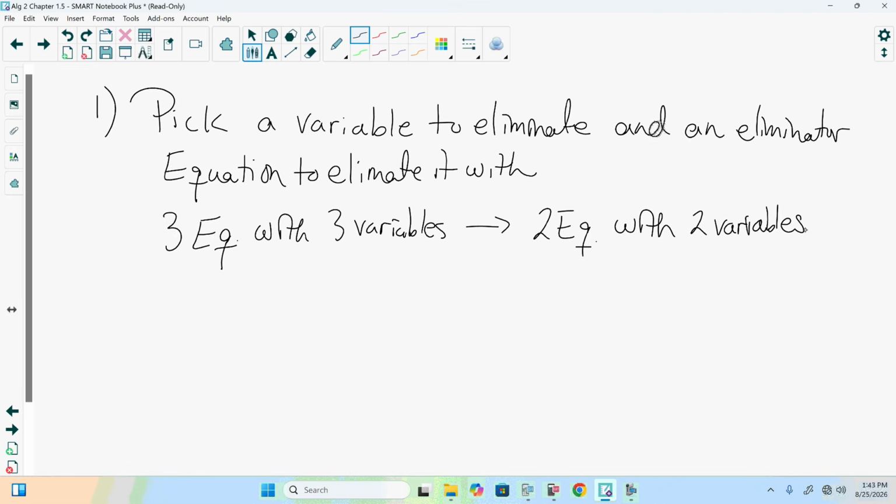Is it eliminator right there? Eliminator equation, yes. So we have a variable we want to eliminate, and we're going to get an eliminator equation, an equation we're going to use to eliminate that variable out with. So we're using one of the 3 equations to remove a variable from the other 2. That'll make more sense here in a minute. So the whole goal is this here. We want to go from 3 equations with 3 variables to 2 equations with 2.